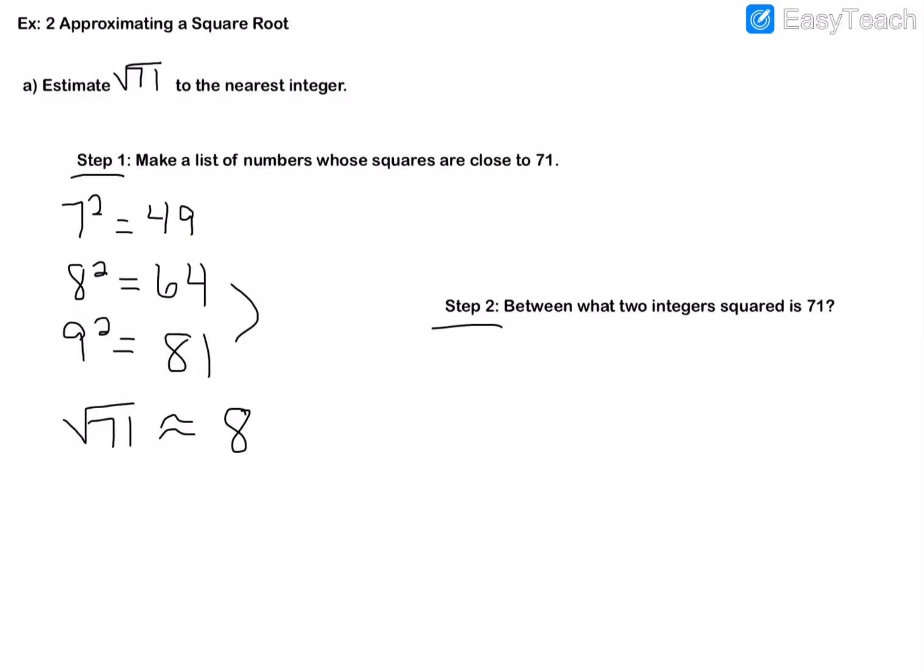You're given the square root of a number. You make a list of the perfect squares, find out which two integers that number falls in between, and whichever one it is closer to is going to be your approximation.